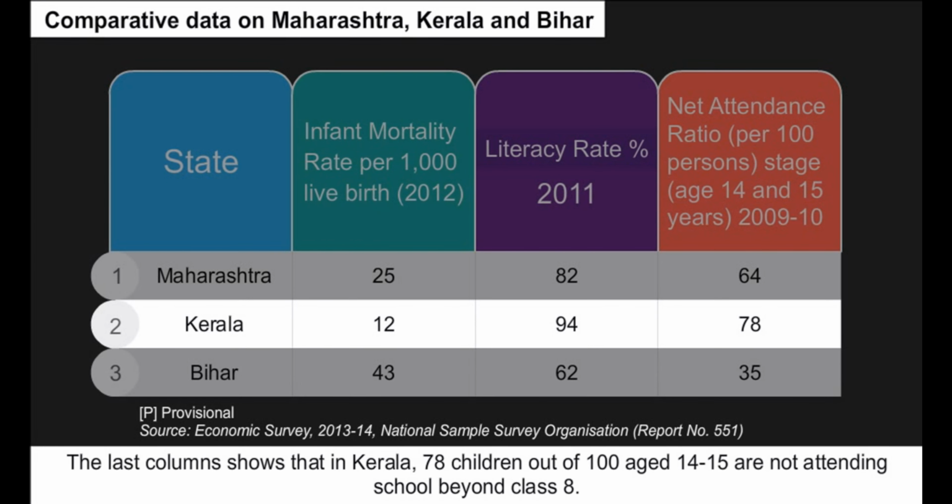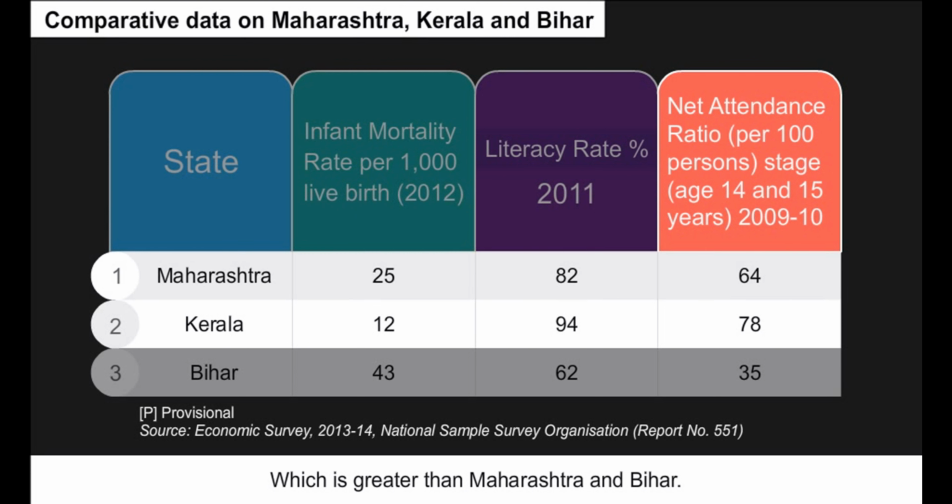The last column shows that in Kerala, 78 children out of 100 aged 14 to 15 are attending school beyond class 8, which is greater than Maharashtra and Bihar.